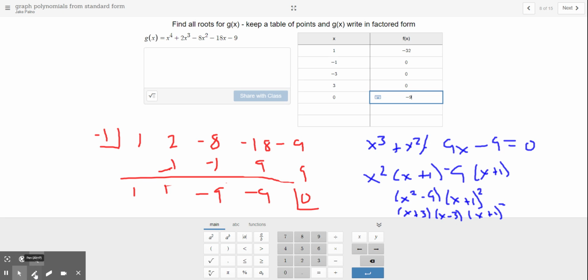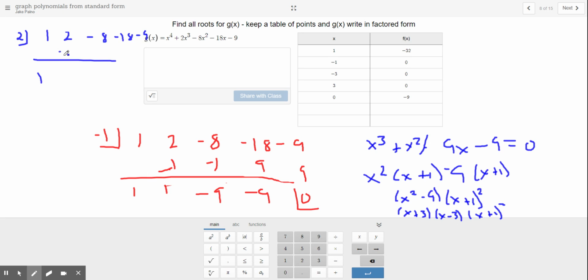So if I did that really fast, you got to plug it into the original synthetic division, not one that's already been reduced. So 1, 2, -8, -18, -9. So if I do my synthetic division, multiply, add, multiply, add, multiply, add, -36. So -9 plus -36 is -45. So at 2, it's 45.